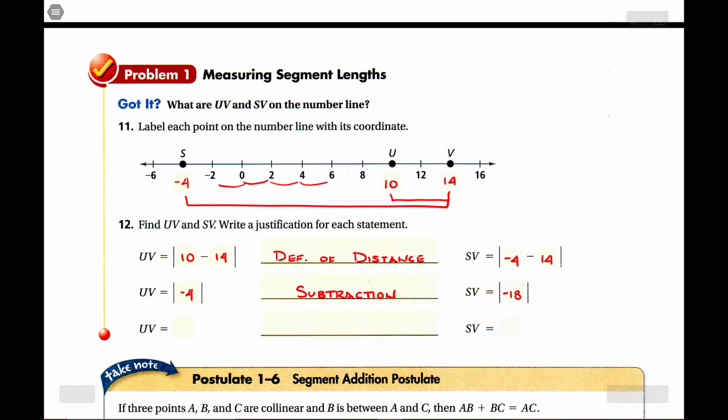And then the final step is taking the absolute value. The absolute value of negative 4 is 4. The absolute value of negative 18 is 18. And this is just absolute value.